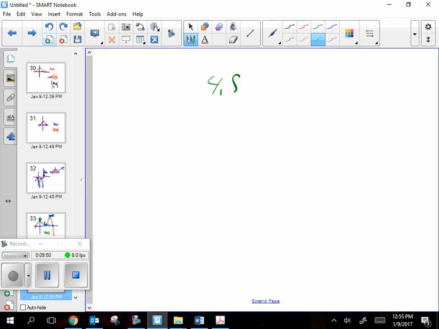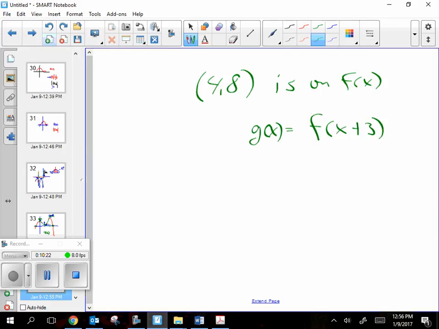Suppose the point 4, 8 is on f of x. 4, 8 is on my function. What if I do this? 12 minutes left, we're going to go right to the end of the hour this time, so it gives me a 12-minute warning. Suppose that's on my function. The question is, if I take my function and do this to it, my g of x function is going to be taking my f of x function and adding 3 like that. It shouldn't be too tough for you to tell me a new point that would have to be on my g of x function.